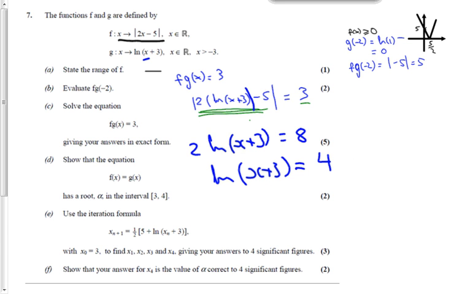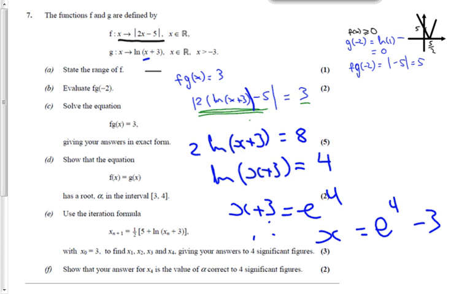Well done. Now, in order to get rid of the natural log, I can take the exponential function. E both sides, because natural log is just log base e. In other words, I just e both sides, okay? So x plus 3 is equal to e to the 4, and therefore x is equal to e to the 4 minus 3. Okay, so that's one solution.